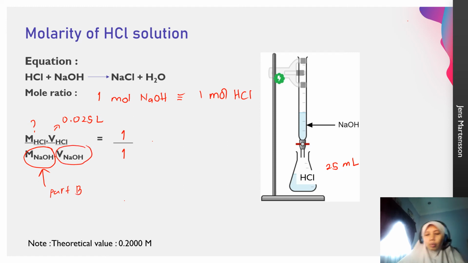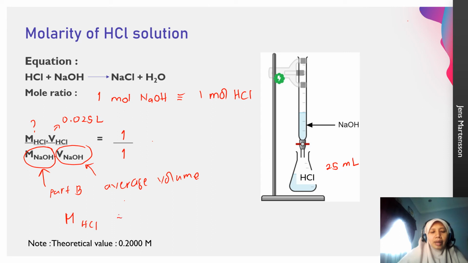And do we know the volume of NaOH that we use? Of course, this is from the average volume calculated just now. And that will give you finally the molarity of HCl. Of course, it must be expressed in at least 4 decimal places or 4 significant figures, because by standardizing, that means we want the accurate molarity. And similar to NaOH, the theoretical value is 0.2000 molar.